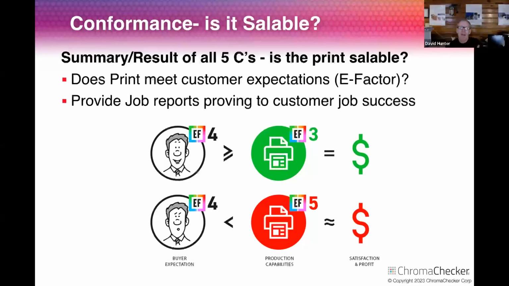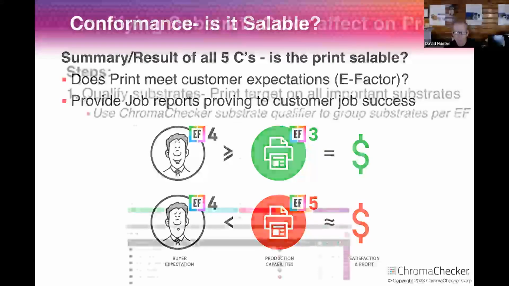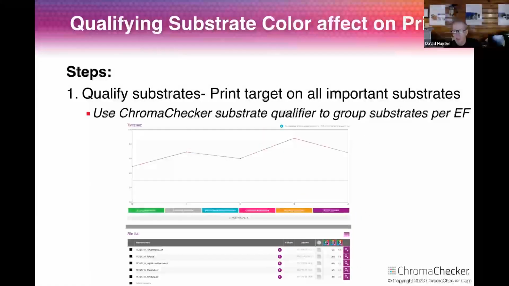So this E factor is a type of delta E that quantifies color difference. The bigger the number, the bigger the difference. In the same way, we apply E factor to our substrates. This is how we qualify how many profiles we need for our substrates.